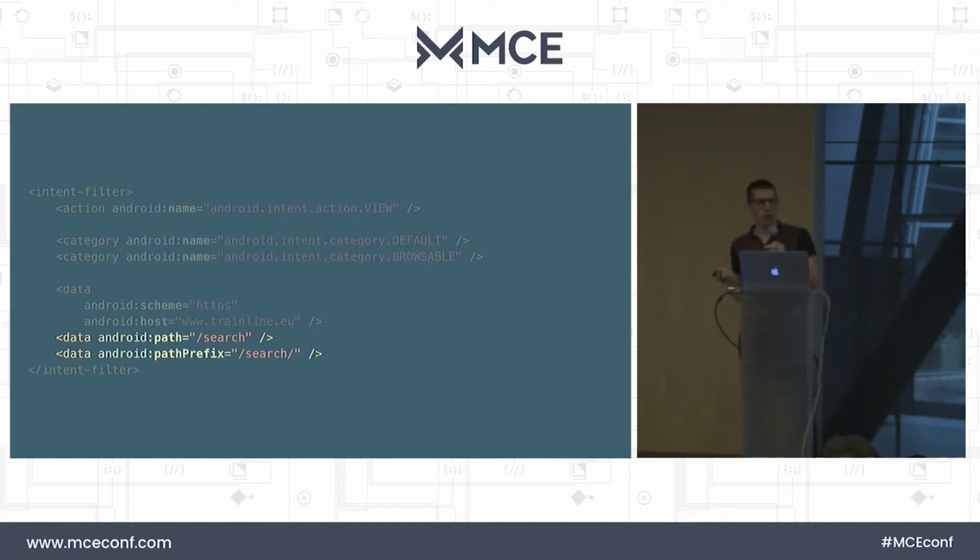You can also use path pattern in intent filters, but you can go to the documentation. You can also have a mime type and a port if you want. But basically, when you're catching links, that's it.